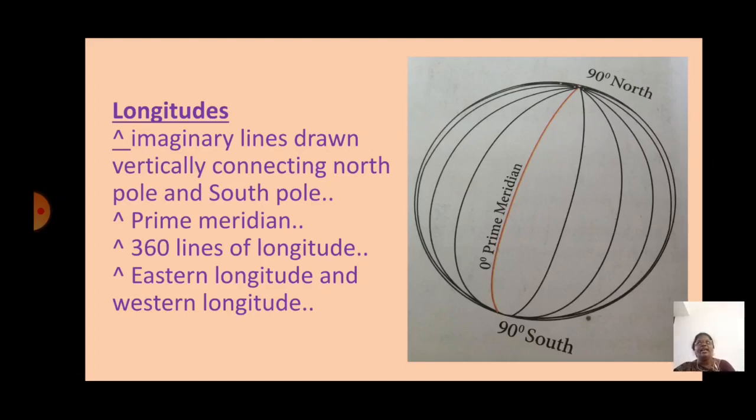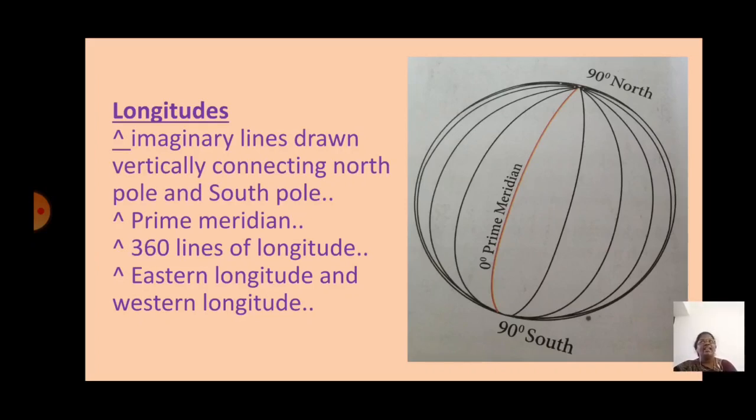The 0 degree line of longitude is named the prime meridian. The red line that you can see in the picture is the prime meridian. There are 180 lines of longitude towards the east and west from the prime meridian. So, there are totally 360 lines of longitude, 180 towards the east and 180 towards the west. So, 180 plus 180 gives 360 lines of longitude.